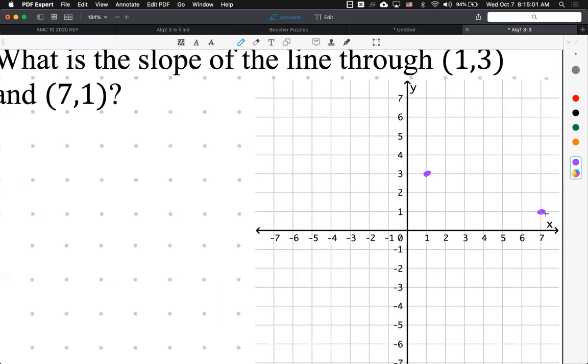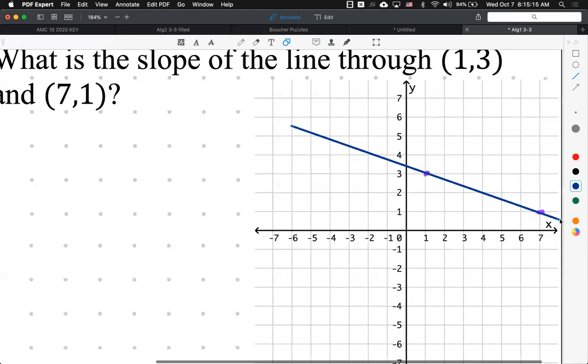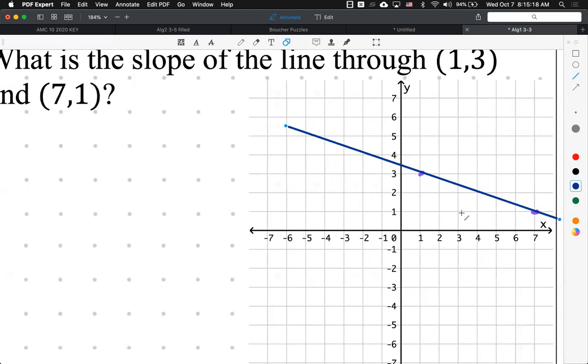Nod your head yes if you got it. Got it. All right, nice. So essentially what I'm saying is there's a line that goes through those 2 points. If I sketch a line that goes through those 2 points, I'm trying to find the slope of this line. I can come down a little bit. And Ripley has an answer already.